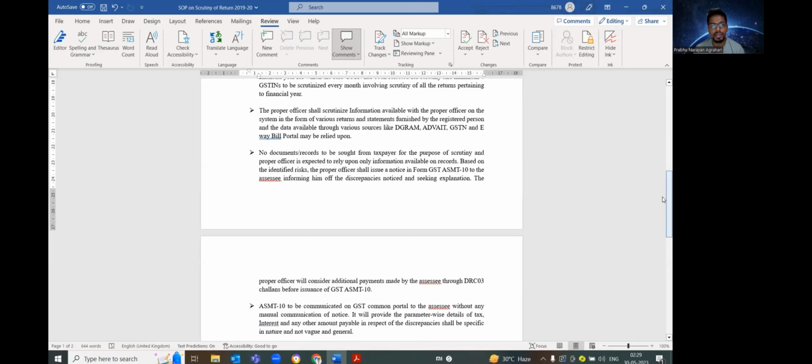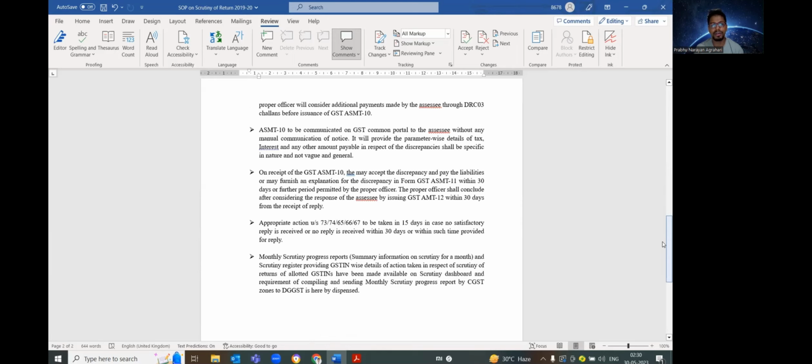He should also consider any payment made by the registered person through DRC-03 before issuance of GST ASMT-10, because sometimes when the return is filed by the registered person, some supply or some reporting may get missed, which is considered while filing GST annual returns. And the payment is made by the registered person through DRC-03. So such DRC-03 will be considered before issuing any notice in GST ASMT-10.